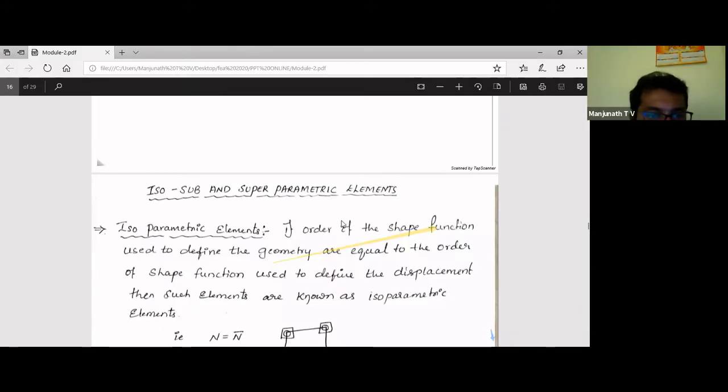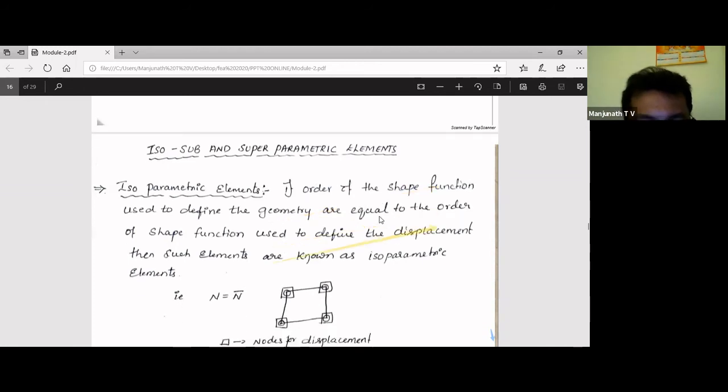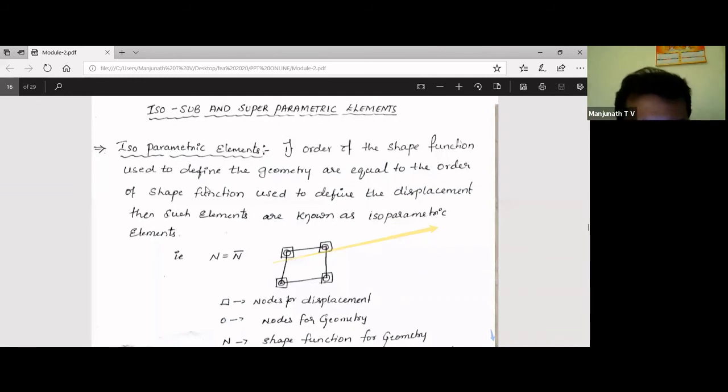Okay, types of elements. Based upon higher order elements, the elements are categorized into iso, sub, and super parametric elements: isoparametric, subparametric, and superparametric elements. Based upon the application where we are going to use them, they are categorized. Now, what are isoparametric elements? Where are we going to use them, and why are they required?